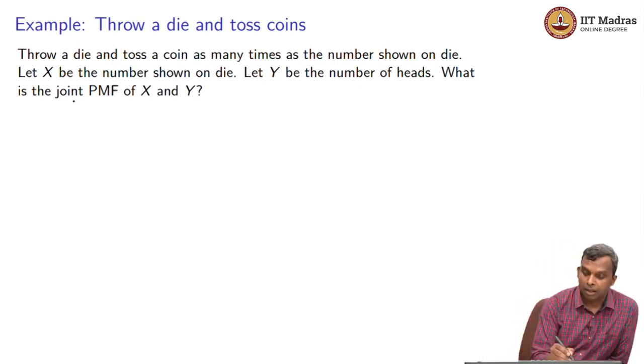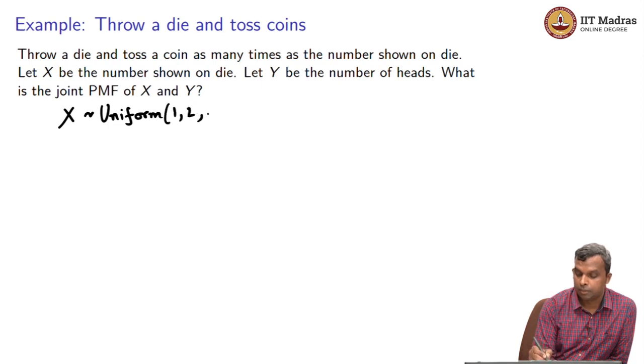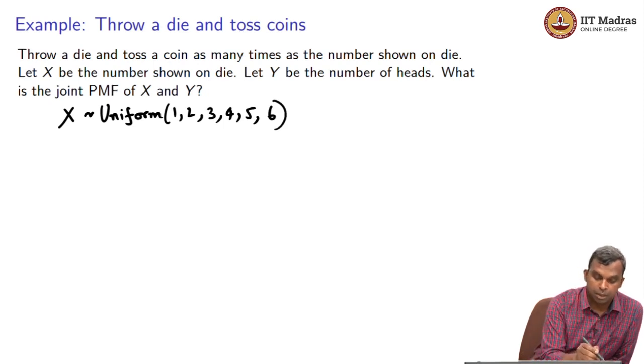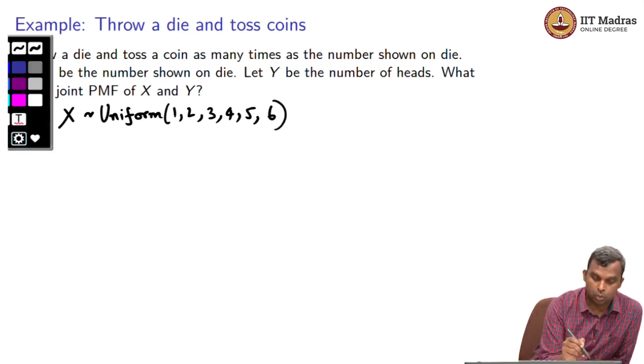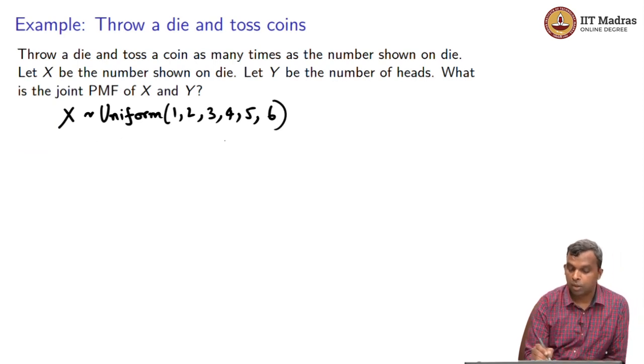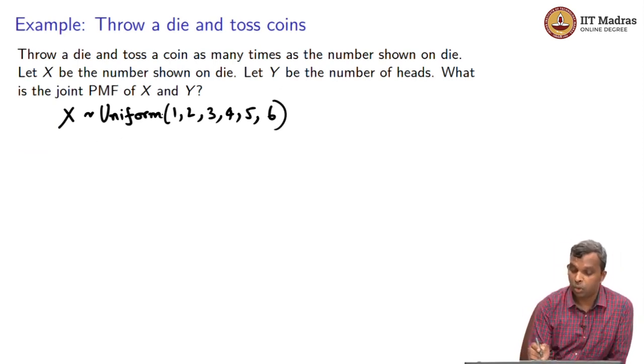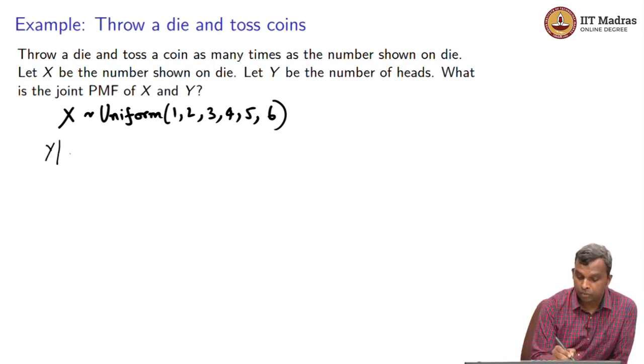So, here again the marginal of x is easy to define. X is uniform from 1 to 6, okay. So, x is uniform, and then what is given to you, notice, is y is the number of heads, but it is better to write down y given x equals t, okay. So, this random variable, the conditional random variable y given x equals t.